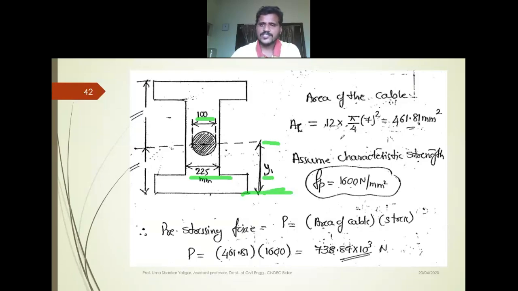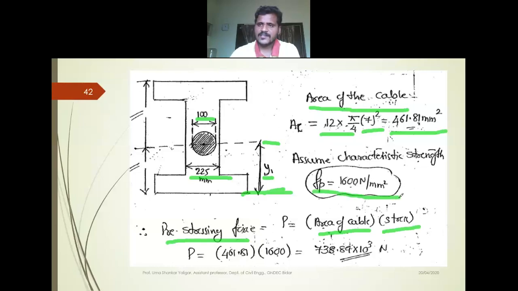This is the data that has been given, and we can calculate the area of cable because there are 12 wires of 7 mm diameter. Therefore, 12 into pi by 4 d square, you will get 461.81 mm square. That is the area of the cable. Then we need to calculate the prestressing force. Prestressing force is equal to area into stress. Stress is not given, but normally we can assume the characteristic strength of the prestressing steel, 1600. Substituting those two values, you will get the prestressing force as 738.89 times 10 raised to 3 Newton.